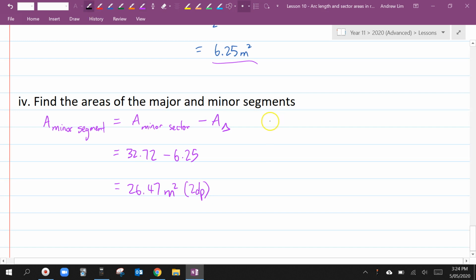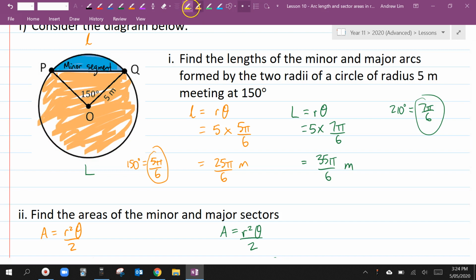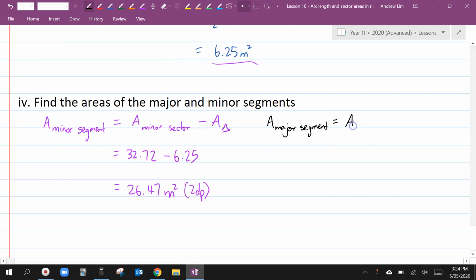If we want to work out the area of the major segment, okay, so the area of the major segment, let's highlight that in orange. All of this is the major segment, which means what we could do is just use the area of the major sector and add the area of the triangle. Okay, and because we've worked them both out, it's nice and easy. So it's equal to the area of the major sector plus the area of that triangle.